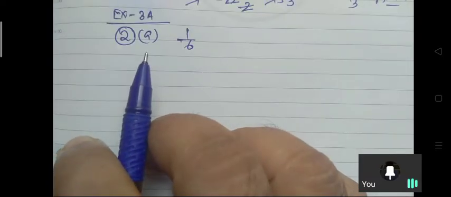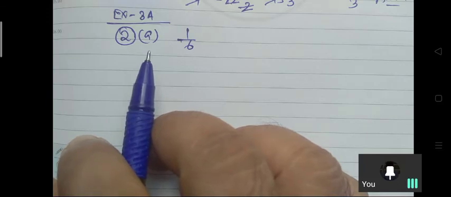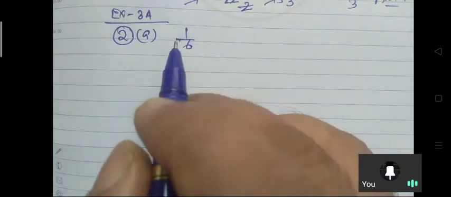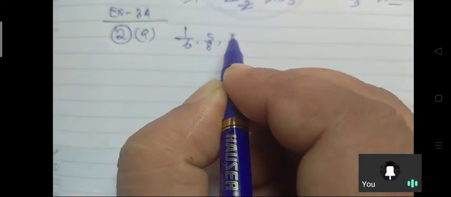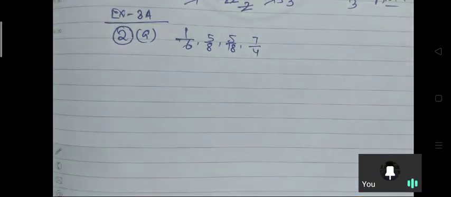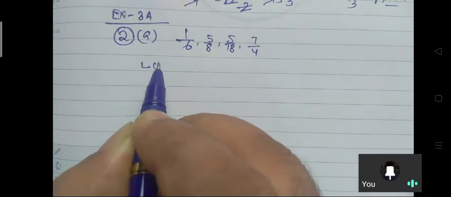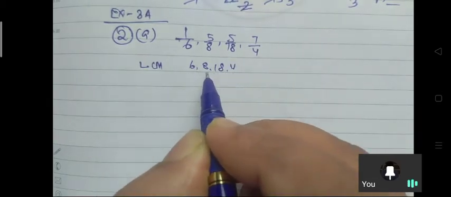Students, you are asking exercise 3A, question number 2A. We have to arrange the following fractions in ascending order. 1 by 6 is the first fraction, second is 5 by 8, third is 5 by 18, and fourth is 7 by 4. Now, what we can do, we have to find the LCM for all the denominators of the fractions. So LCM we will find out for 6, 8, 18, and 4.